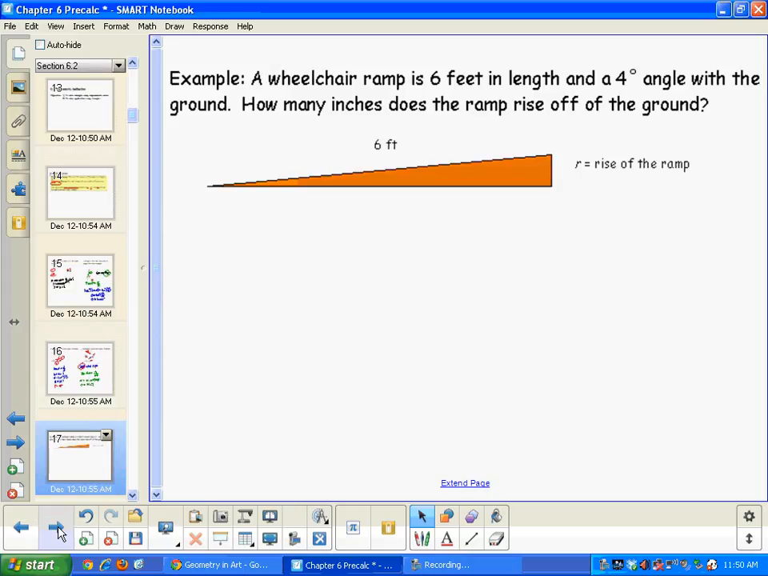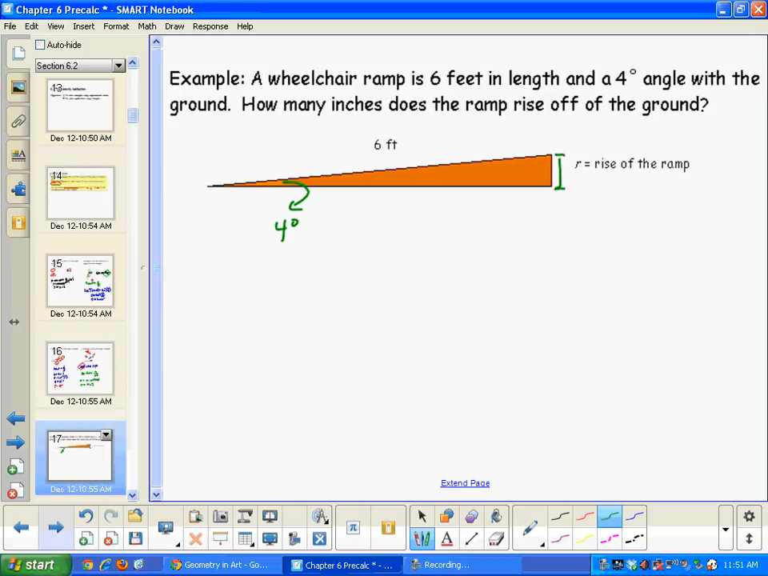Okay, next we have an application. We've got a wheelchair ramp that's 6 feet in length, and it has a 4-degree angle with the ground. So let's do a little labeling. It has a 4-degree angle with the ground, so that means that this right here is going to be 4 degrees. And the ramp is 6 feet, which is labeled. R is going to be the rise of the ramp. What we want to know is how many inches the ramp rises off of the ground. So we are looking for this value here.